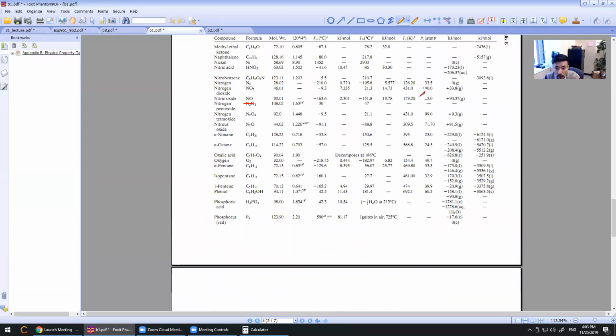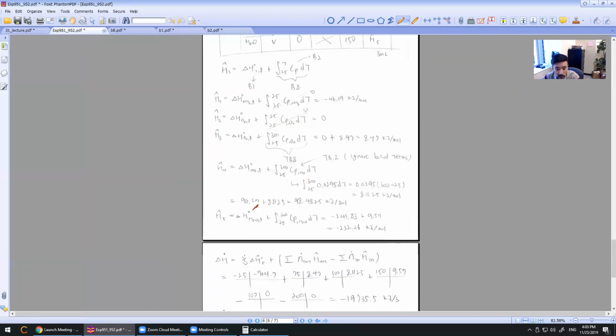You see it here, right? The heat of formation is 90.73, so you write down 90.73. For the CP term, we have to use the A, B, C, D coefficients, but let's ignore the B, C, D terms because their contribution is a lot smaller than A. So we just assume it. There is an error, but it's okay.